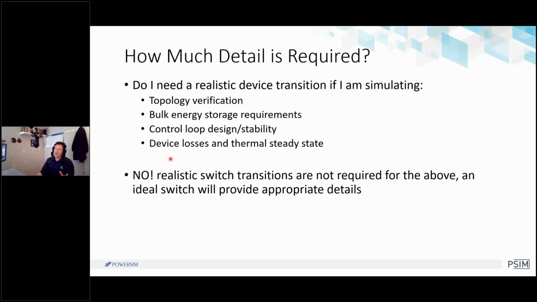Device losses and thermal steady state typically happen after a few hundred or thousand switch cycles, after everything hits steady state. So you have your electrical transients resolved, and then your thermal transient is a longer time period than that. PSIM has thermal models that idealize the switch transition but still calculate those losses and push them out to a thermal equivalent circuit, so that you can get to thermal steady state without sitting there for minutes or tens of minutes waiting for a simulation to finish.